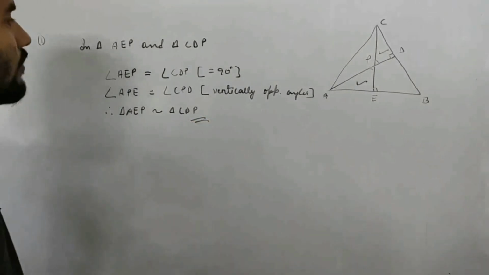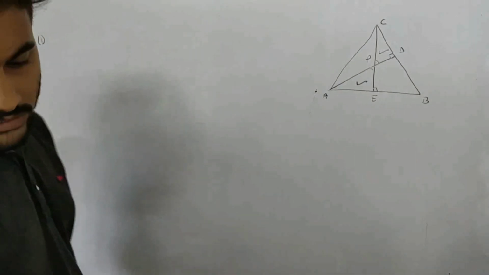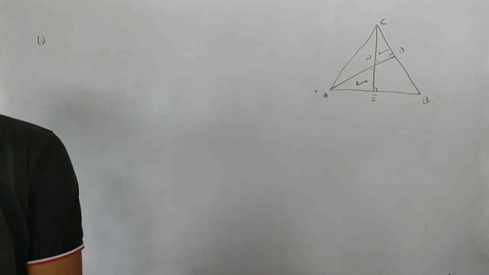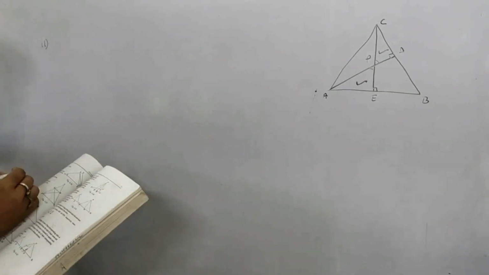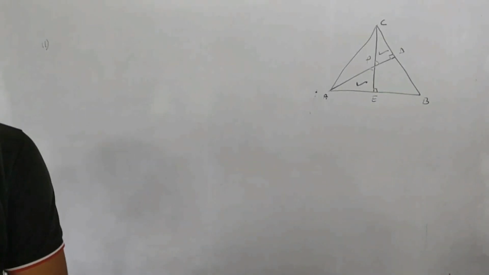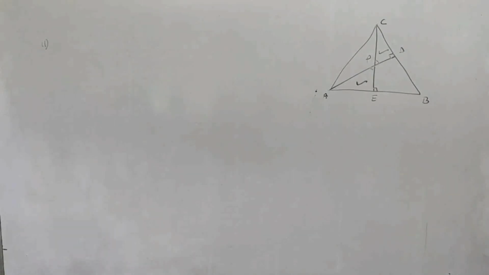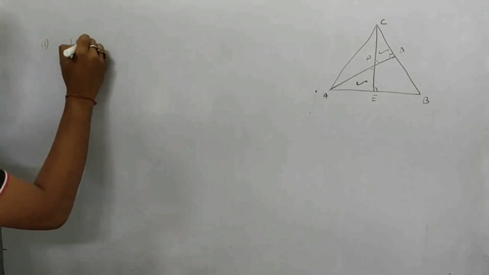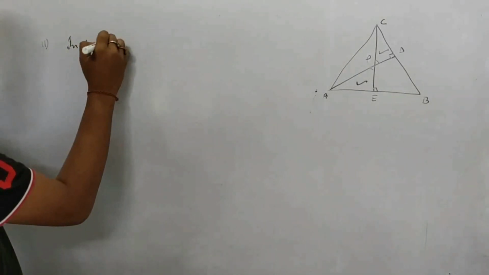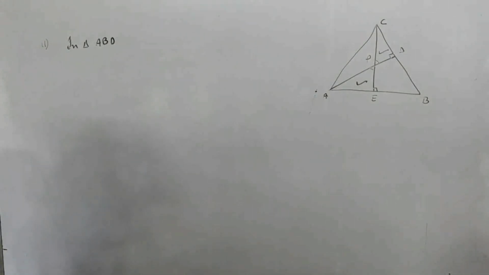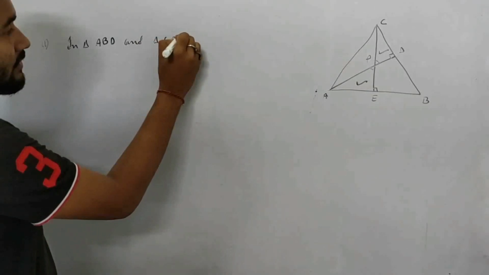Okay, very simple. One more I will do. So let us see the next triangle. What is the next triangle? Number 2. Number 2, what is given? In triangle ABD and triangle CBE. Okay, write the next triangle name. Number 2. In triangle ABD and triangle CBE.